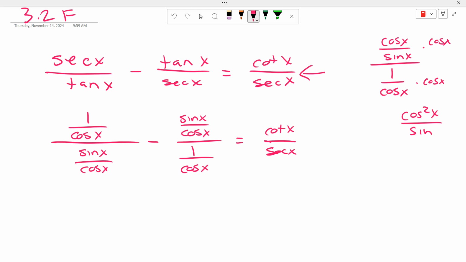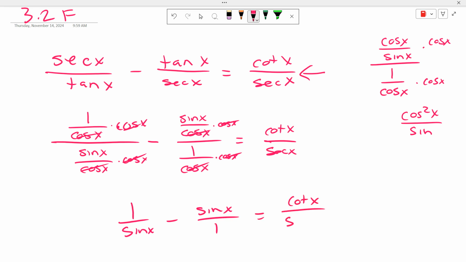I've got cosine in every single denominator, right? So to get rid of my complex fractions, I multiply by cosine of x. Cancel, cancel, cancel, cancel. And so what I have is 1 minus sine of x over sine of x. Ooh, Mr. Bierschbach, that's wrong. That's wrong. I have 1 over sine of x minus sine of x over 1 equals cotangent of x over secant of x.